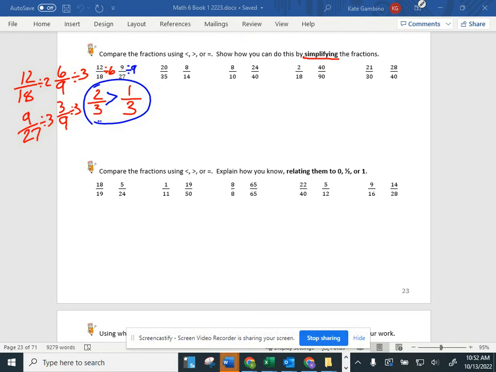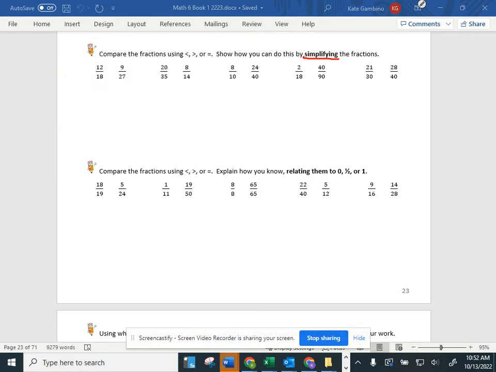Now, Aiden was saying, hey, we can cross simplify. So to do that, we look at what we can divide out like that. So 12 and 27. What can I divide out of 12 that I can also divide out of 27? Aiden? 3. So 12 divided by 3 gives me a 4. 27 divided by 3 gives me a 9.